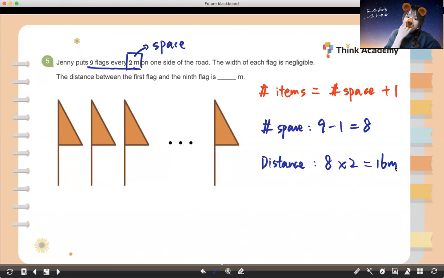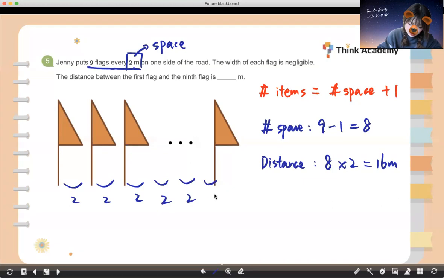Okay, so this is one way. The other way is you can draw them out, right? You can draw this as 2, another 2, another 2, another 2, another 2, and so on. Then you will also see that this adds up to 16.